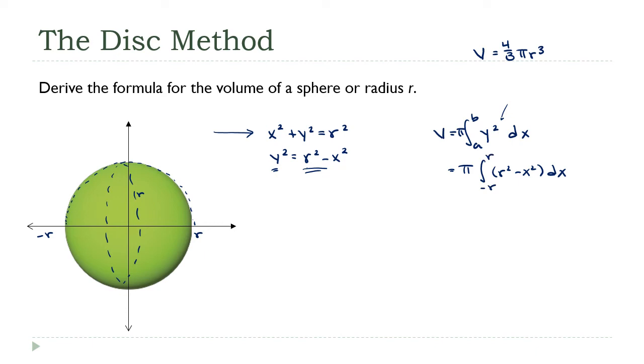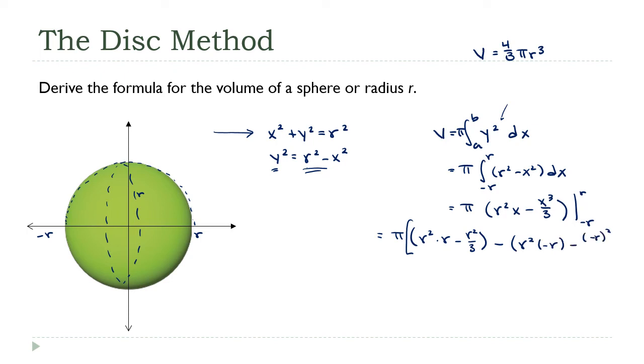All right, so let's do the integration. This is pi. Now be careful here. Remember, r is a constant. So this is r squared x minus x cubed over 3 from negative r to r. Now let's put these variables in here. This is pi times r squared times r minus r cubed over 3 minus, it's just r squared times negative r minus negative r cubed over 3.